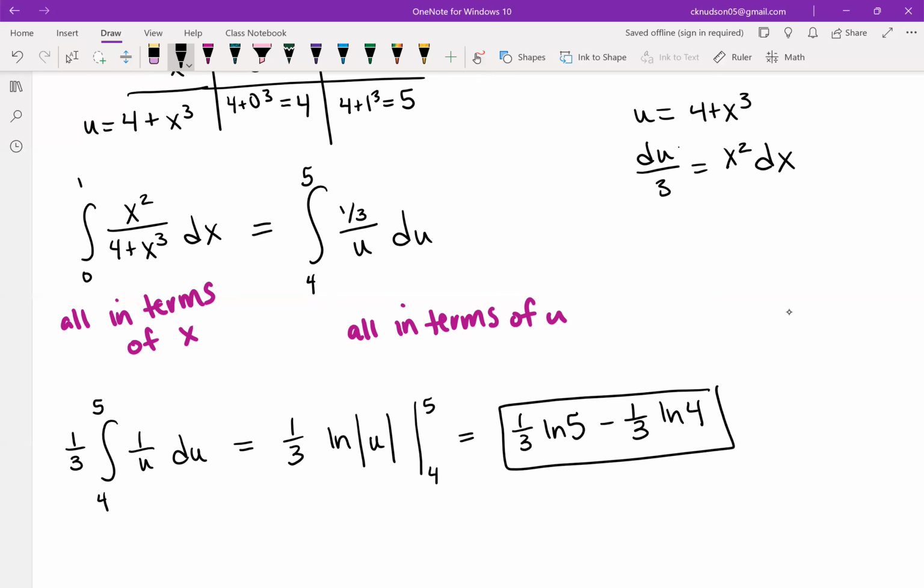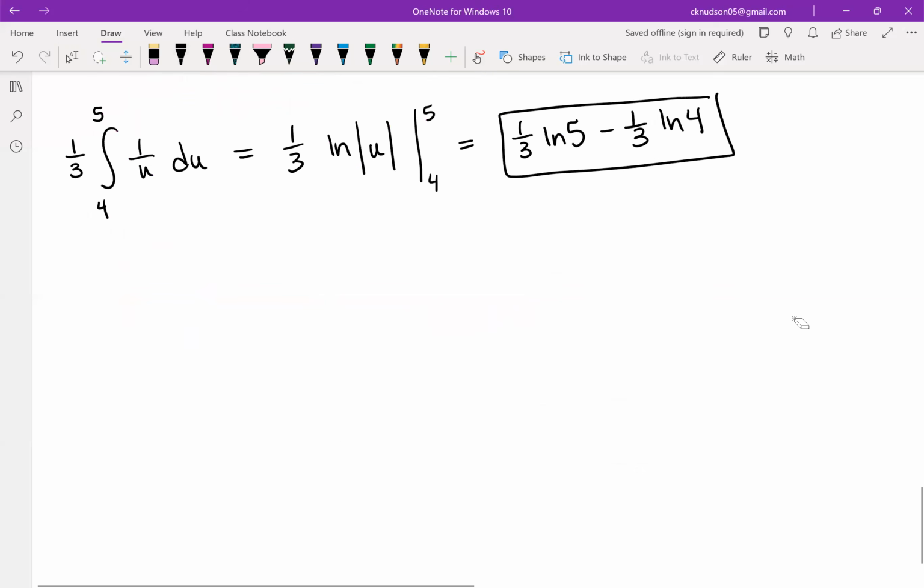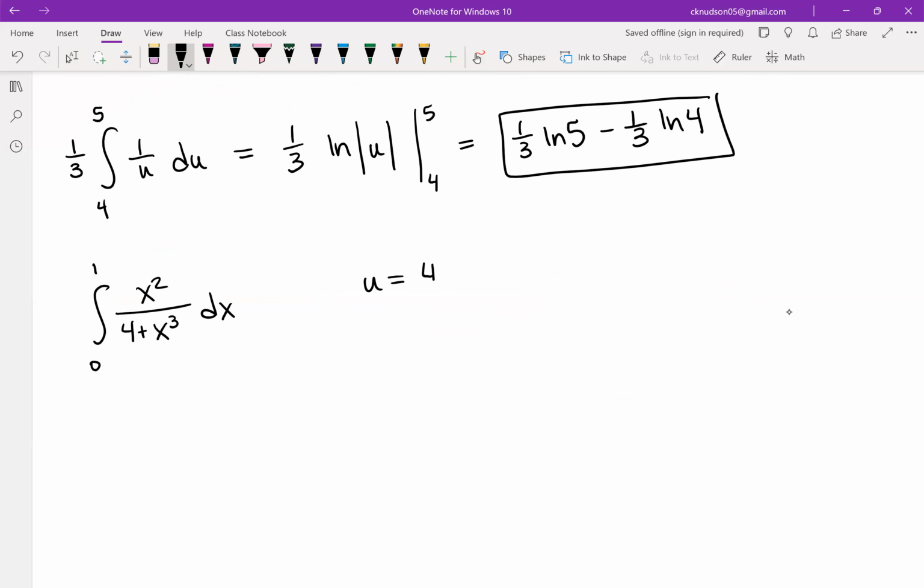So just to recap, we have converted the bounds of the integral to in terms of u. We did our u substitution. We found the antiderivative of 1 over u, and then we evaluated in terms of u. Now I said that there was another way to do this problem, and let's look at it now. So our original integral was x squared over 4 plus x cubed dx. We said that we're using u equals 4 plus x cubed, and that du over 3 equals x squared dx.